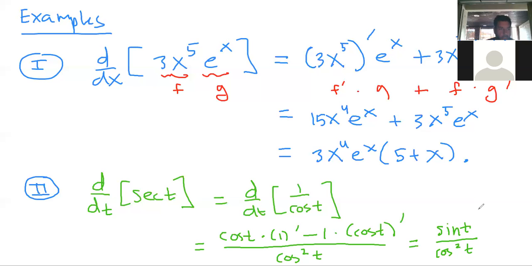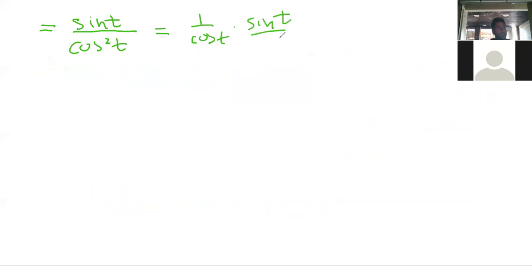Now, we can write that a little cleaner if we wanted. So if we go to the next page, we'll write it again. So it's sine over cosine squared. But you could write this if you wanted as 1 over cosine times sine over cosine. And that gives you secant t times the tangent of t. So the derivative of secant is secant tangent.